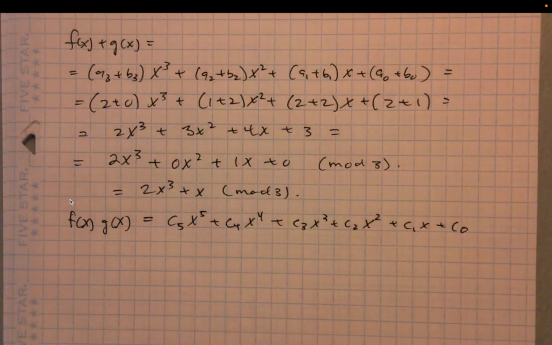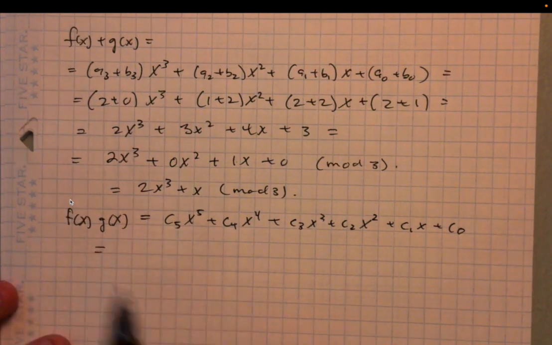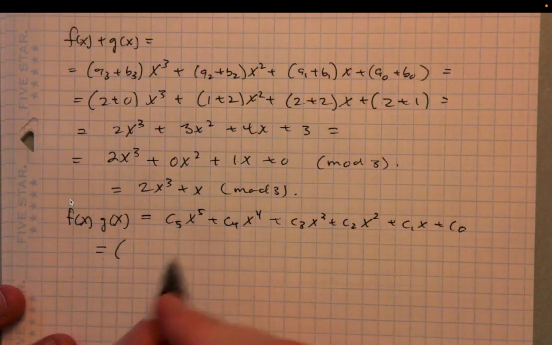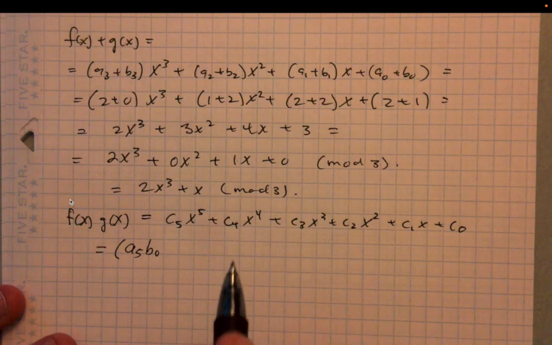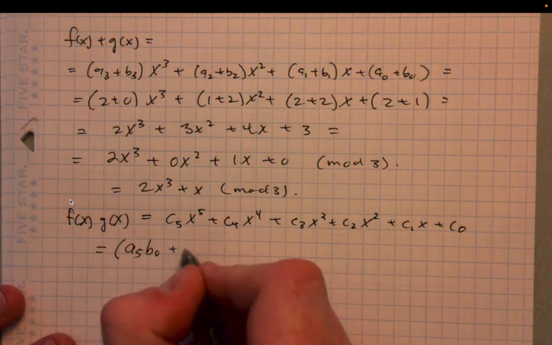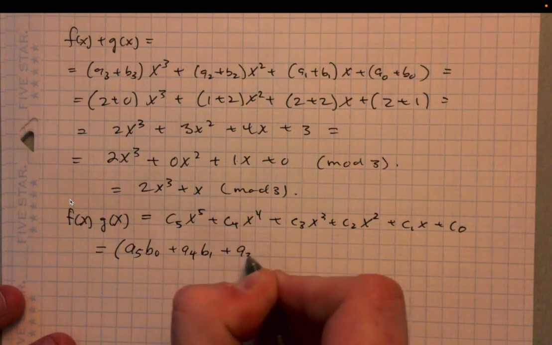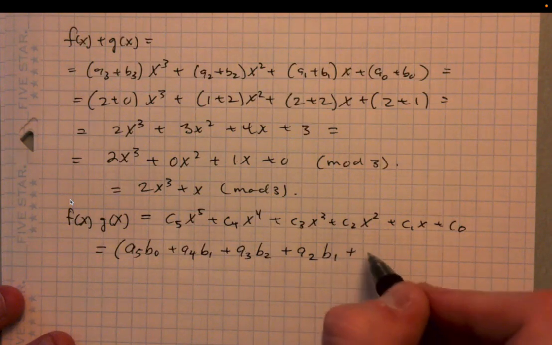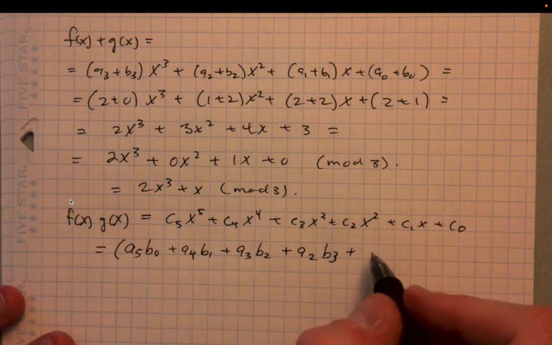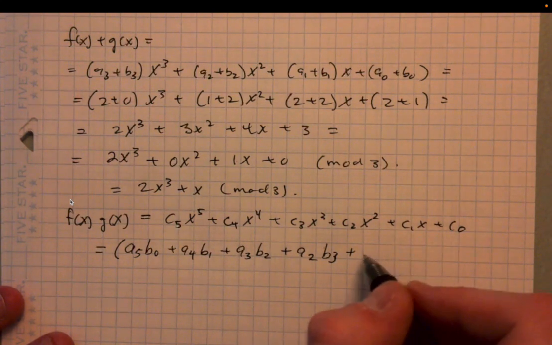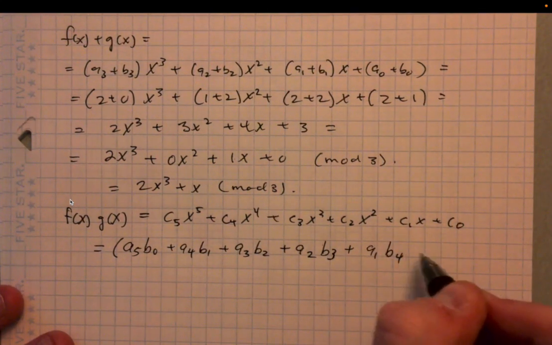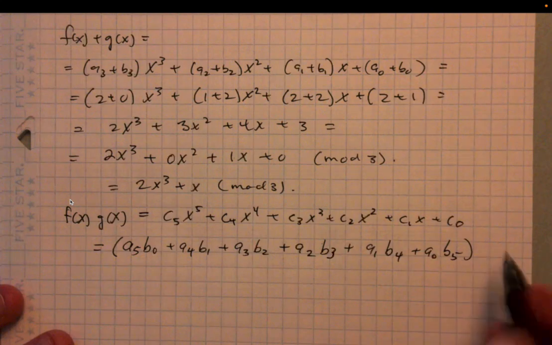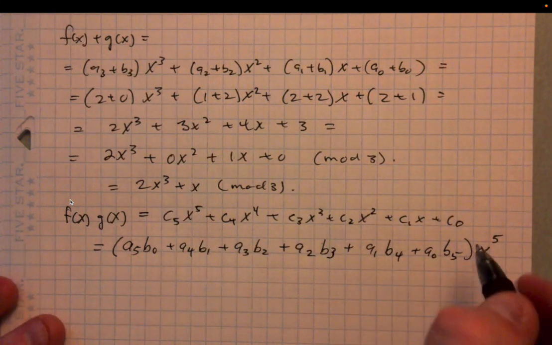I need all of those pieces, right? And so for each of these, we won't write them all out, but let's write out c5, for example. c5, remember, is a sub 5 b sub 0 plus a sub 4 b sub 1 plus a sub 3 b sub 2 plus a sub 2 b sub 3 plus a sub 1 b sub 4 plus a sub 0 b sub 5, and that's the coefficient for the x to the fifth piece.